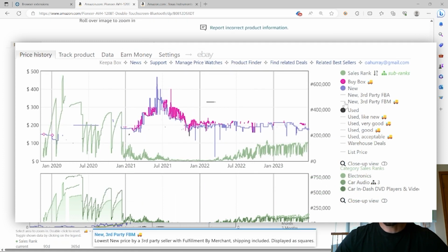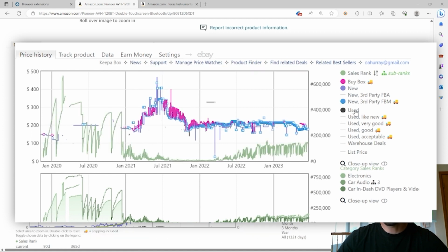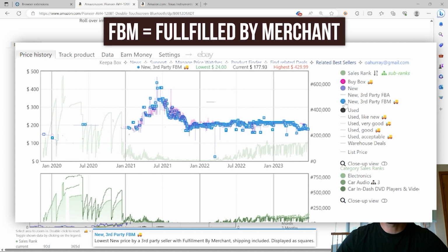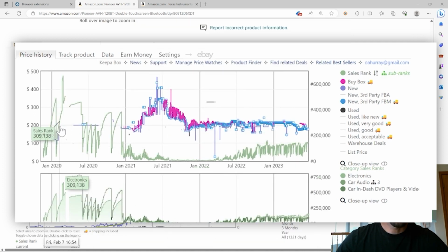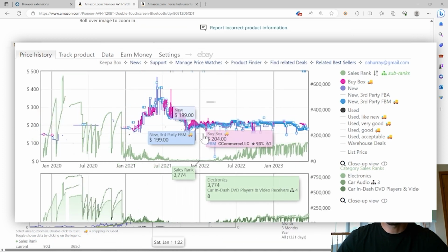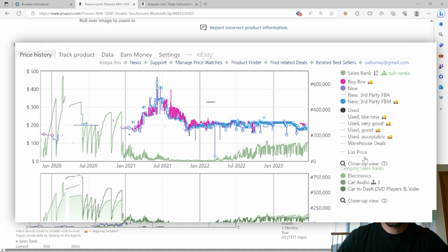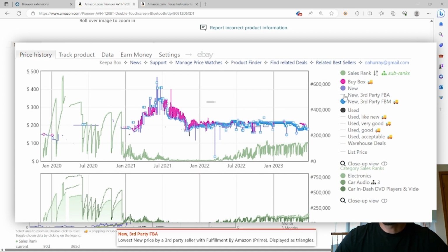The next thing is this new offer line. This almost always corresponds to the new third-party FBM price. Oftentimes the FBM price, FBM is fulfilled by merchant, is going to be the lowest offer on a listing. Not always, but often. That's basically the price that people are selling it for, oftentimes the lowest price.